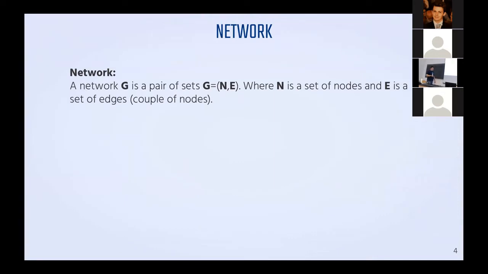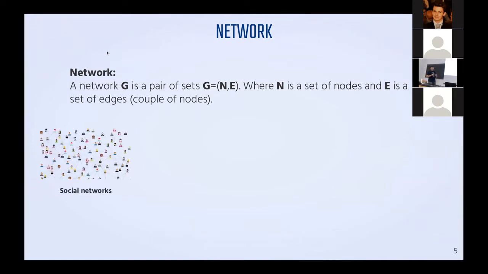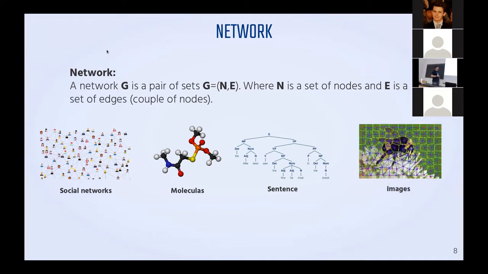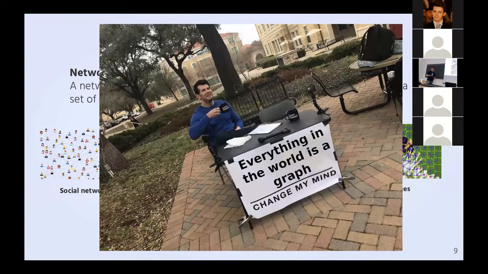So networks, I think many of you know what a network is. Basically, it is a pair of sets, a set of nodes and a set of edges, and we have relationships among these nodes. What can we model with these graphs? Well, we can model social networks, like the social networks we use, or real interactions among people. We can model molecules. They can also be seen as graphs. We can even model sentences, because starting from a sentence, the subject, the adjective, and so on, we can build a graph. And we can even think of images as graphs, because we can apply a technique like superpixels and convert an image into a graph signal or something like that. Basically, everything in the world is a graph.